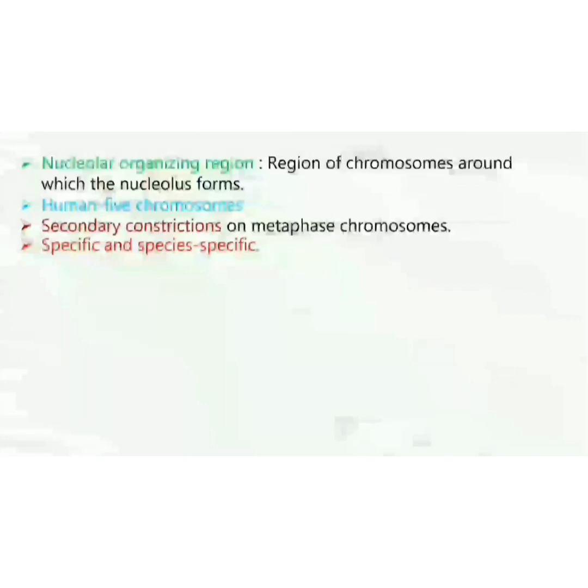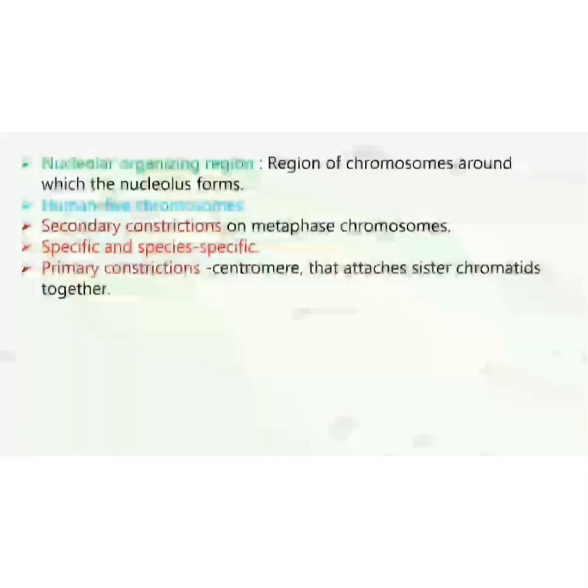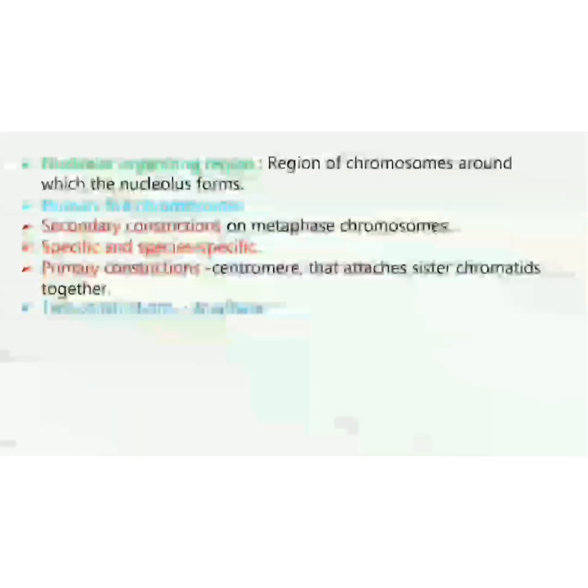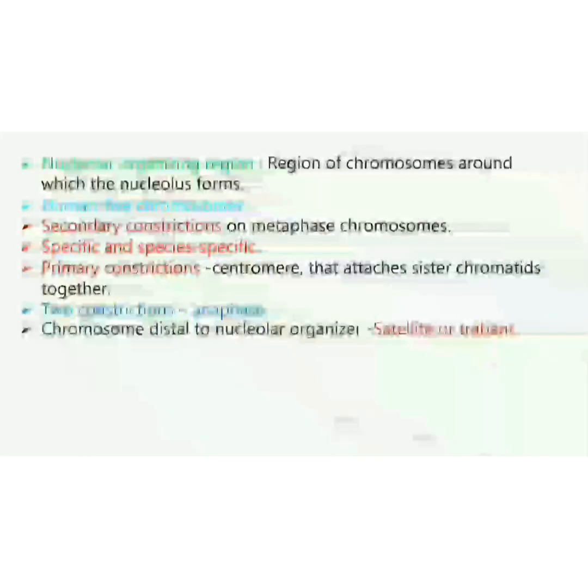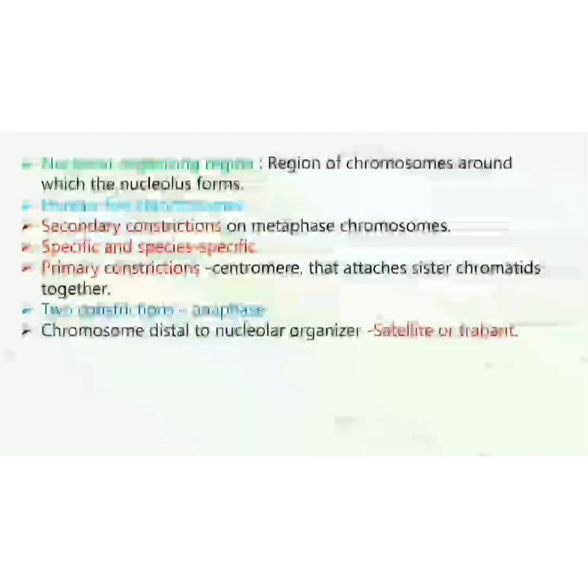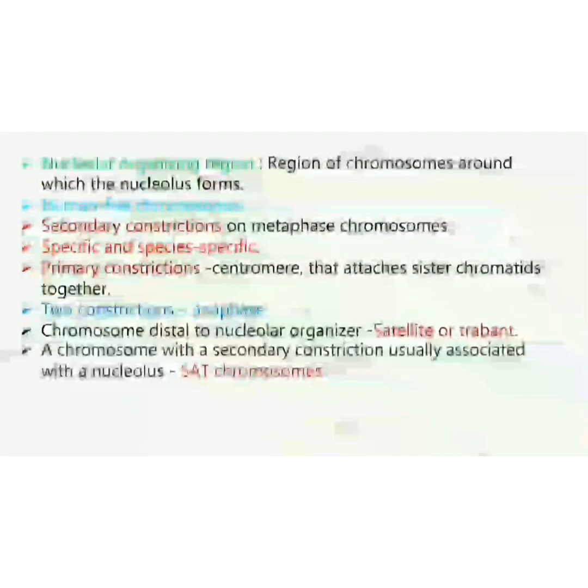As compared to secondary constrictions, the primary constriction is also referred to as the centromere, which attaches sister chromatids together. The difference between these two constrictions can be noticed during anaphase, as a chromosome can bend only at the site of primary constriction. The area of a chromosome distal to the nucleolar organizer is called satellite or trabant. A chromosome with a secondary constriction usually associated with a nucleolus is called a SAT chromosome.